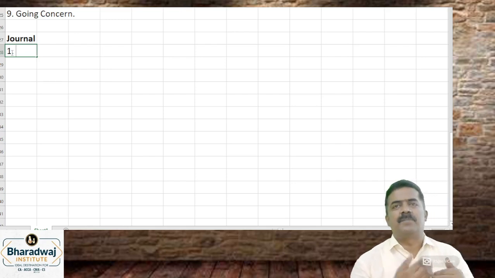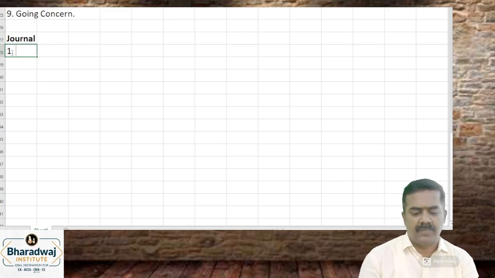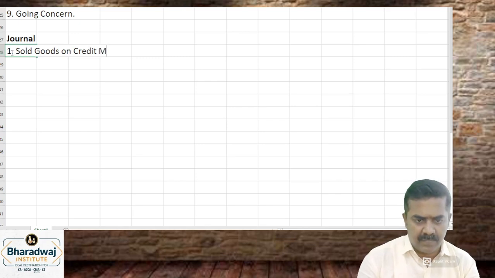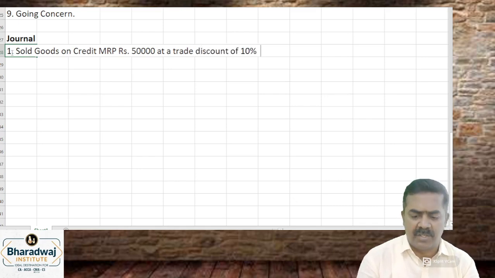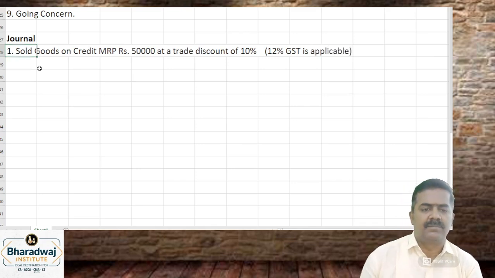Now certain special transactions we will see. Shall we start? Sold goods on credit. MRP rupees 50,000 at a trade discount of 10%. 12% GST is applicable. What is the entry we pass?